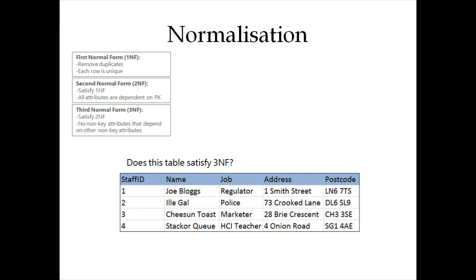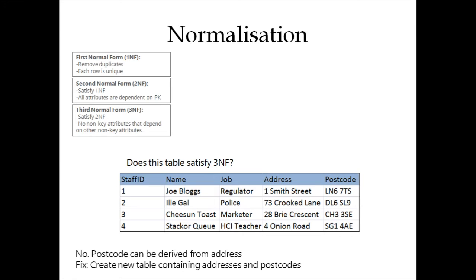What about this table? This doesn't satisfy 3NF. Be careful. The postcode can be derived from the address. We'd fix this by creating a new table containing addresses and postcodes.